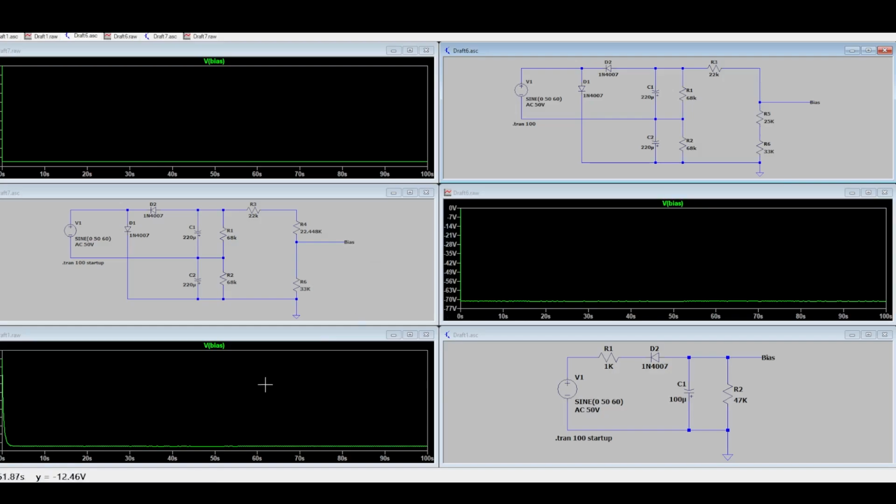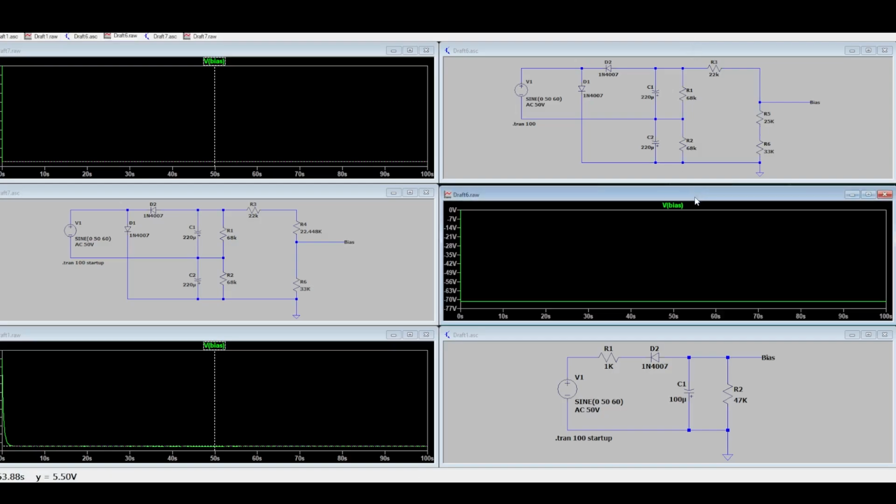Okay, so stock, we are looking at negative 41.78 volts. This side of the modified voltage doubler, negative 41.879. So we're within not like tenths of a volt, right?